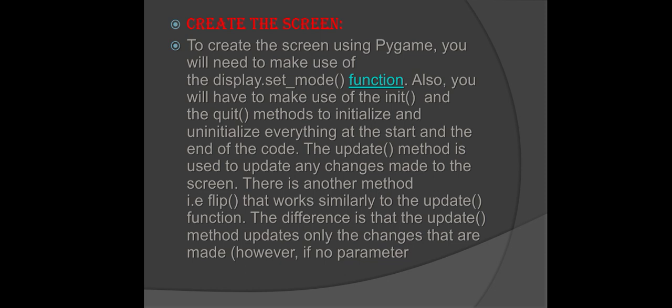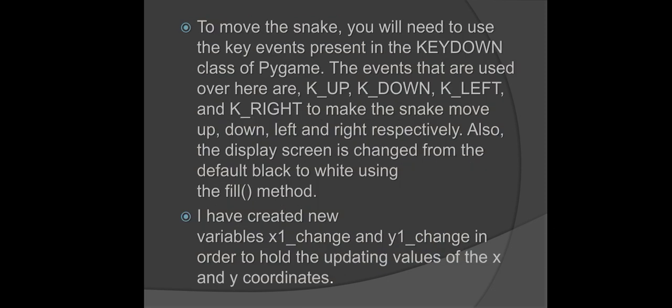The update method is used to update any changes made to the screen. There is another method, that is flip, that works similarly to the update method. It updates only the changes that are made, however, if no parameter is given, it updates the whole screen.